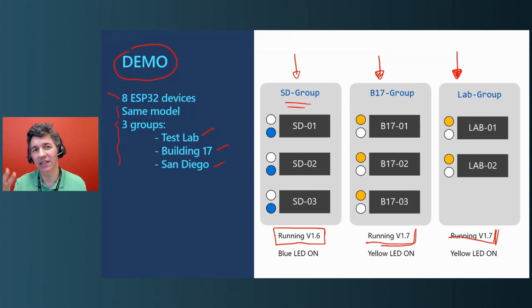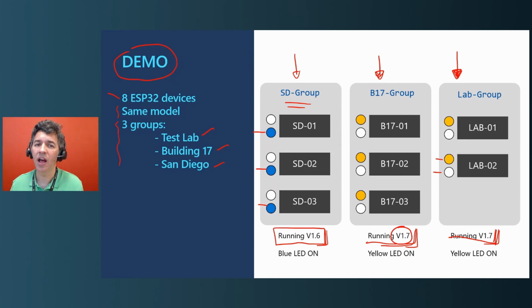The way we can tell which version each device is running is that all these devices have 2 LEDs, one yellow and one blue. The previous version, which is 1.6, turns the blue LEDs on. As soon as these devices get updated and they get the new version, which is 1.7, they will actually turn the yellow LED on. So we can visually see that these devices are now in a different version.